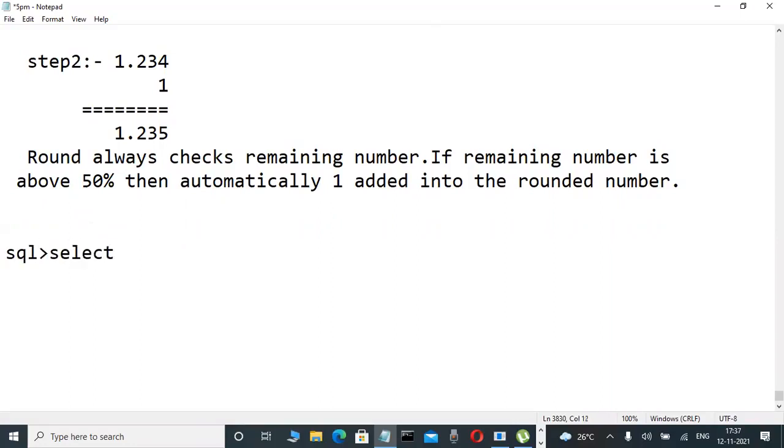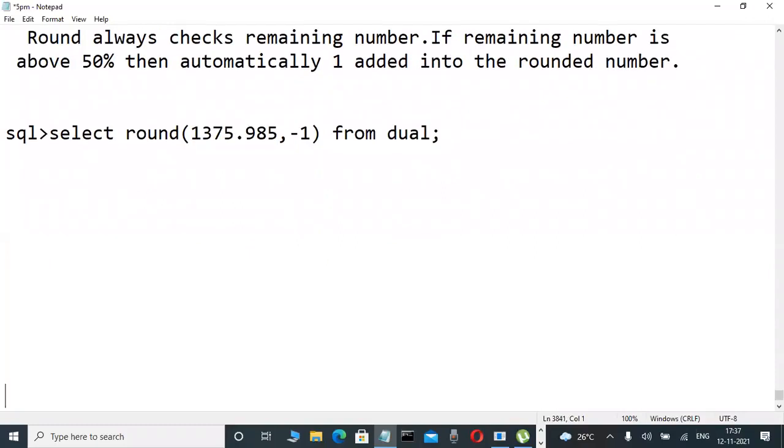Anybody who tells me will be really great. Don't execute, just guess. Suppose I am writing round of the number 1375.985 comma -1. Maybe anybody telling me is really great. This is totally different. What is this? They are giving minus.